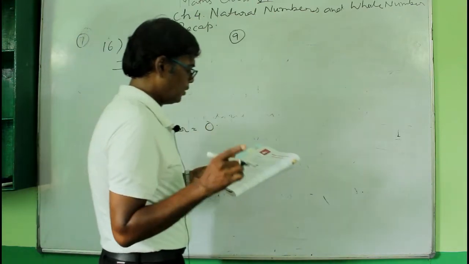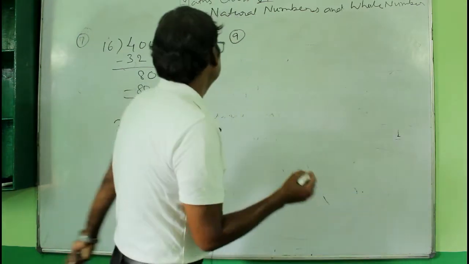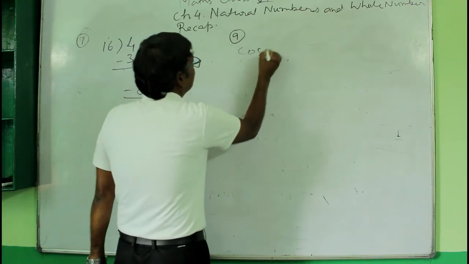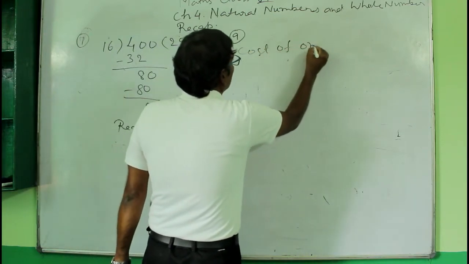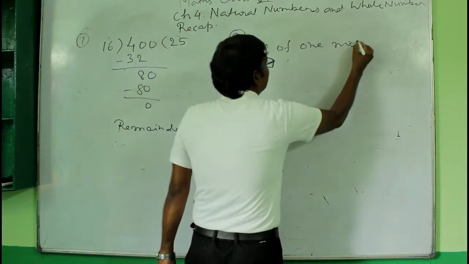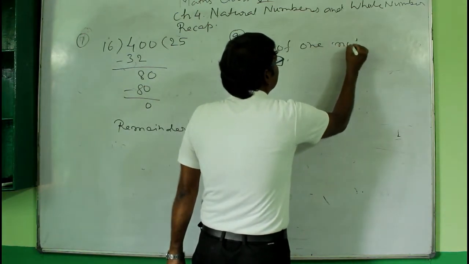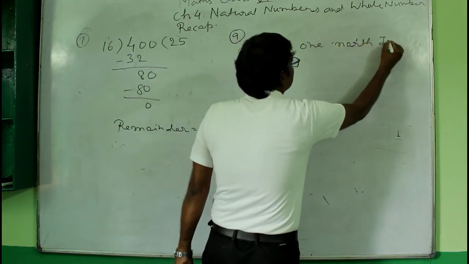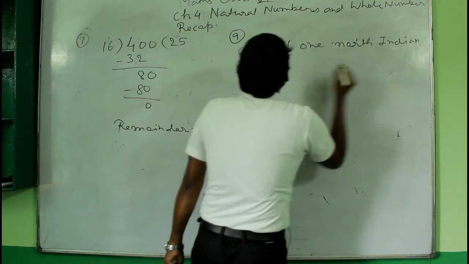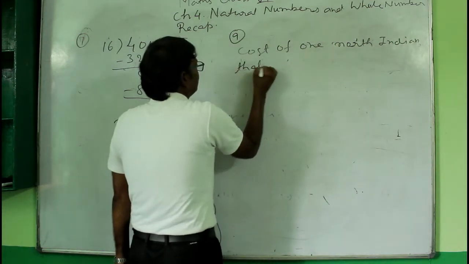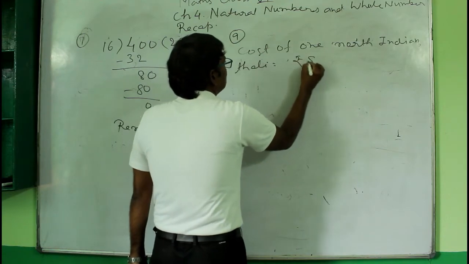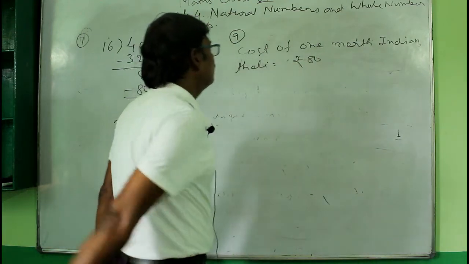So first write the cost of one North Indian thali. Okay, the cost of one North Indian thali equal to rupees 80. Okay, the cost of one North Indian thali.